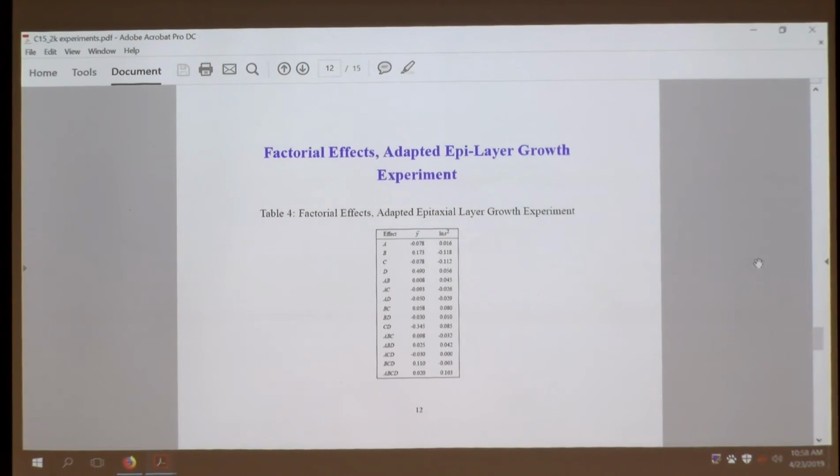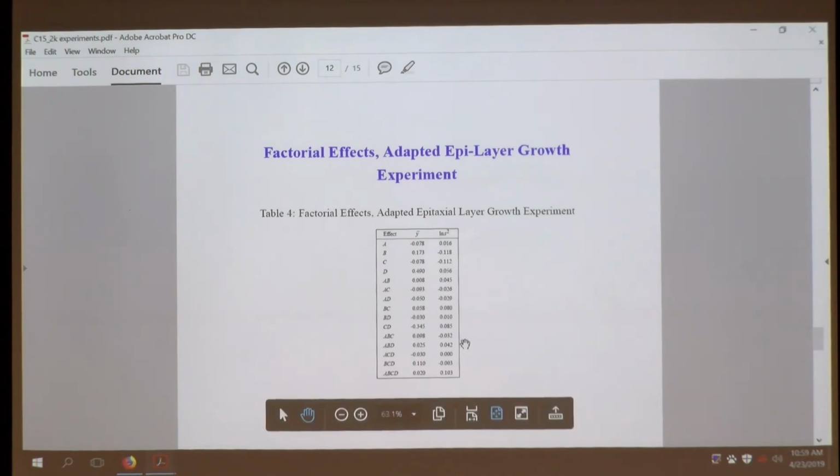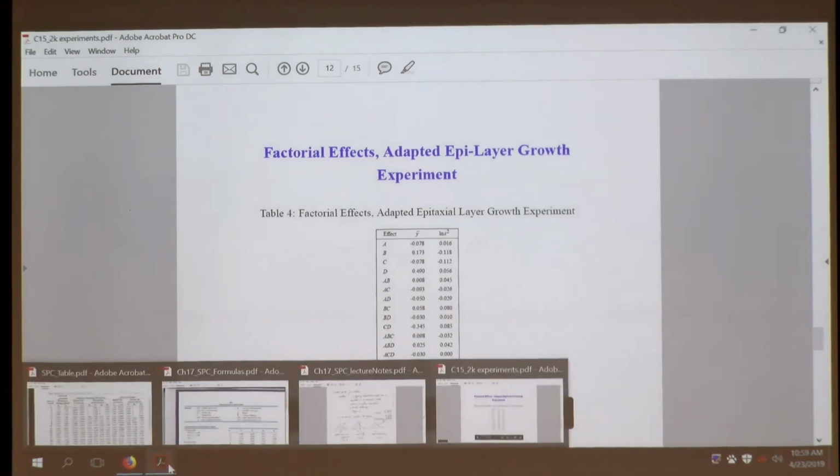So here, those are the effects. You see, this is the effect of factor A's main effect on my response y bar, and factor A's effect on my dispersion. Okay, makes sense? And the same way we can do it for 2-way, 3-way, and 4-way interactions. So this is just a quick review, a quick answer to the question you had about how to calculate the main effect on the dispersion.